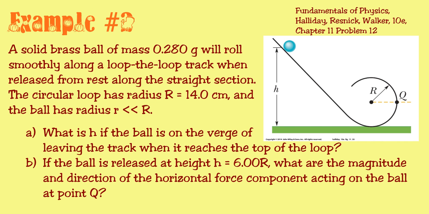Your goal is to complete this problem, to find what is h if the ball is on the verge of leaving the track when it reaches the top of the loop, and if the ball is released at a height of h, which is equal to 6 times the radius of my loop, what's the magnitude and direction of the horizontal force component acting on the ball when it reaches point Q? Bring your answer to class and we'll discuss it.